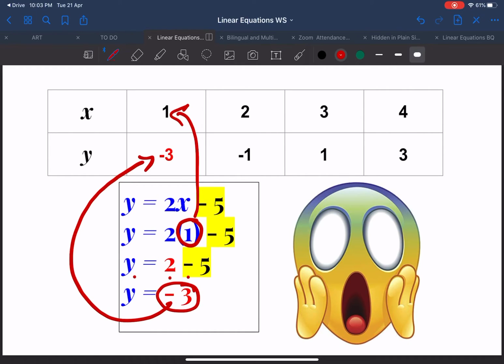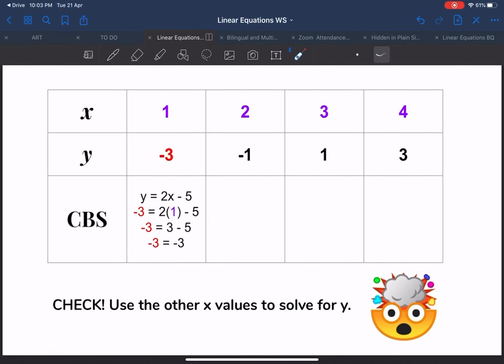So let's check if the same holds true if x is equal to 2. Now remember, if x is equal to 2, y should be equal to negative 1. So how do you do that? You check by substitution. Remember, CBS is check by substitution. So all you need to do is start with your basic equation. Y is equal to 2x minus 5.